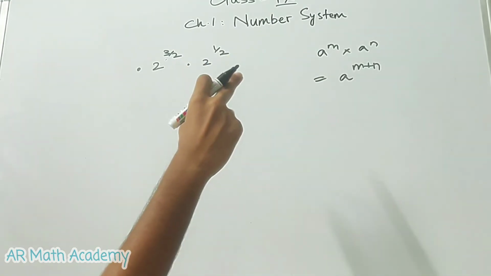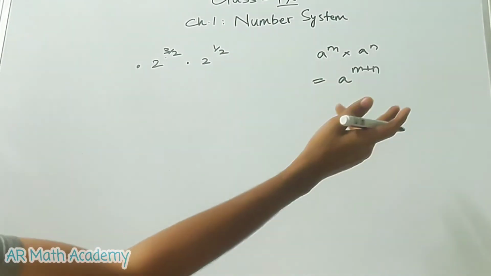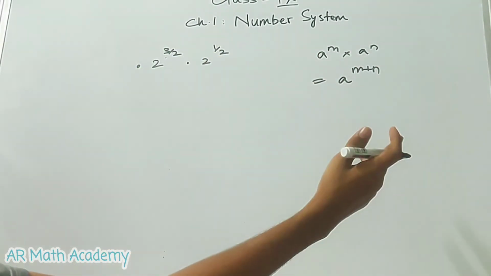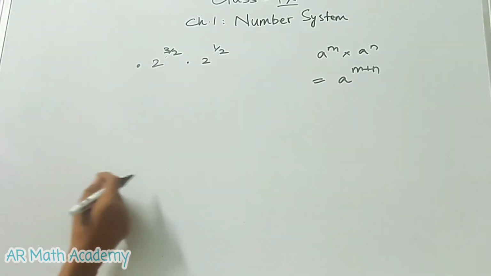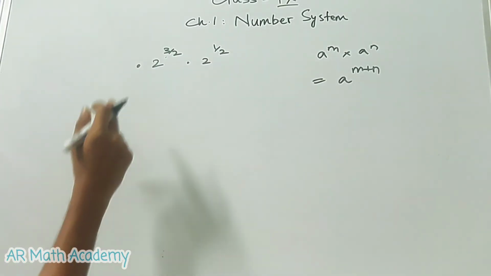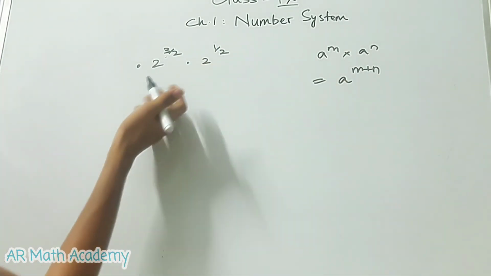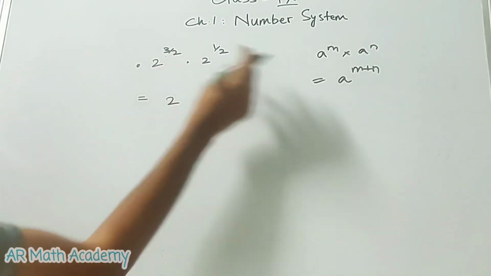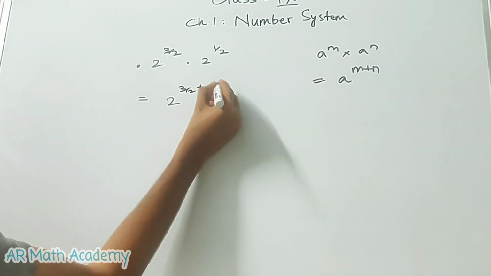So basically what we did in the 8th standard was we just had integral powers 1, 2 and 3 and so on instead of m and n. So 2 power 1 times 2 power 2 or something like 3 power 3 times 3 power 4. But over here we have fractional powers. 3 by 2 and 1 by 2 are fractions. So what are we going to do now? We are going to apply the same principle over here. This equals 2 power m plus n, 3 by 2 plus 1 by 2.